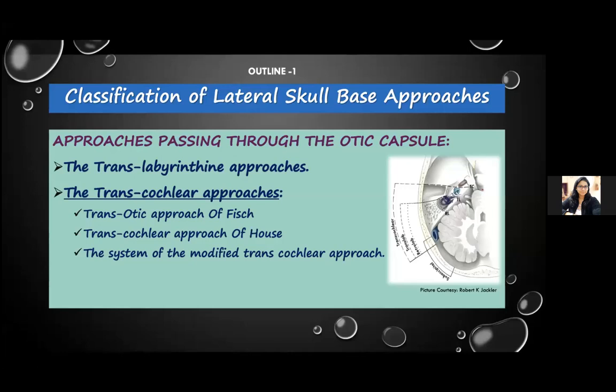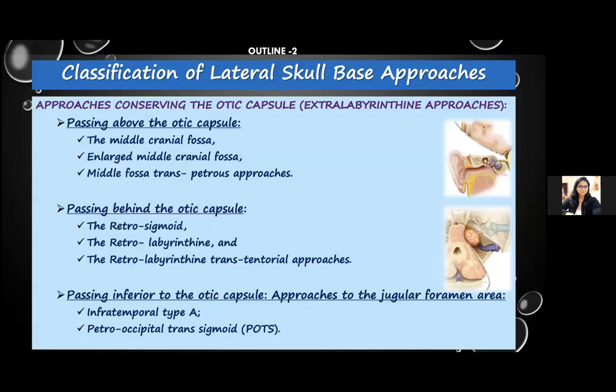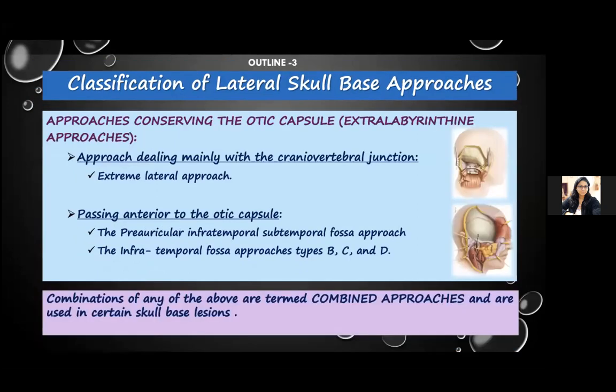So this is just an outline of what we'll be seeing in the coming classes. Today's class we'll be discussing only translabyrinthine approaches, and in the coming classes we'll be seeing the transcochlear approaches, the middle cranial fossa approaches, the retrosigmoid approaches, and infratemporal fossa type A, B, C, D, and extreme lateral approaches. There are also combined approaches, a combination of these approaches, which we will be seeing in the coming classes.